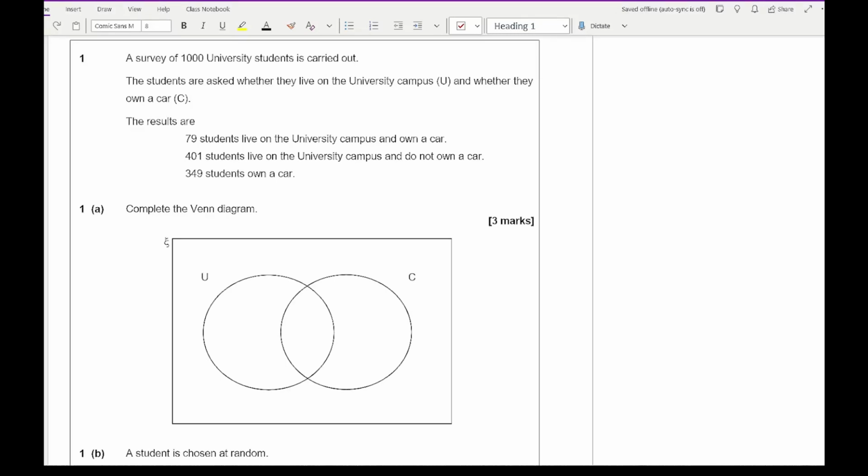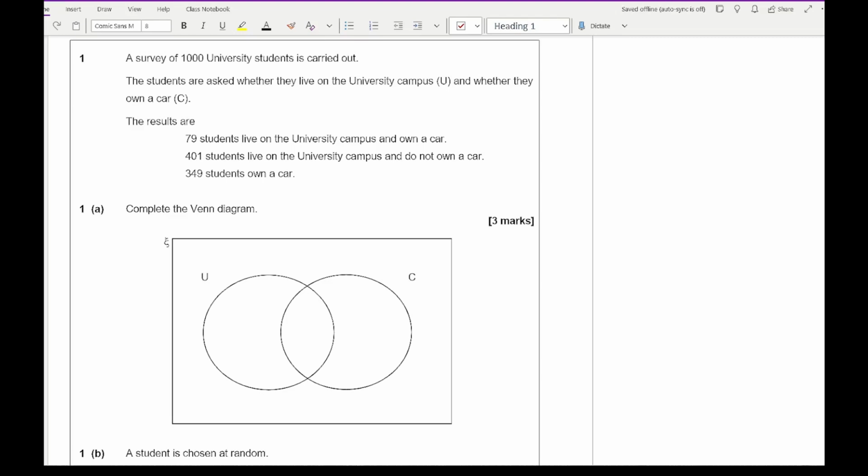So looking at question 1, it says that a survey of 1,000 university students is carried out. The students are asked whether they live on the university campus, which is represented by the circle of U, and whether they own a car, which is represented by the circle of C. So the results are that 79 students live on the university campus and also own a car, 401 students live on the university campus but do not own a car, and 349 students own a car. And the first part of this question is asking us to complete the Venn diagram.